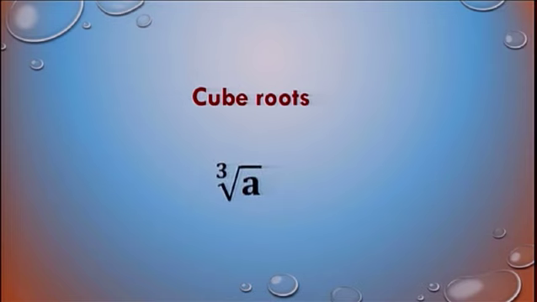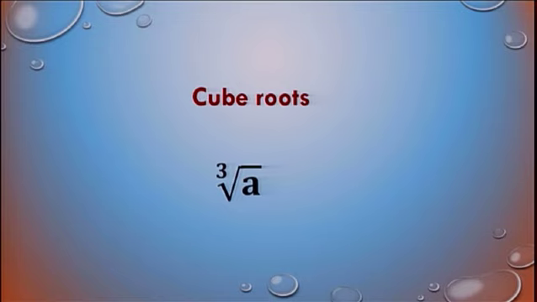This is the symbol for cube roots. Here we have written cube root of a. A is the number for which we are going to evaluate the cube root. You will see that the symbol resembles square root, but we have a superscript of 3 written here. You must differentiate between square root and cube roots. So while writing the symbol for cube roots, you're going to write the superscript 3 as shown here.